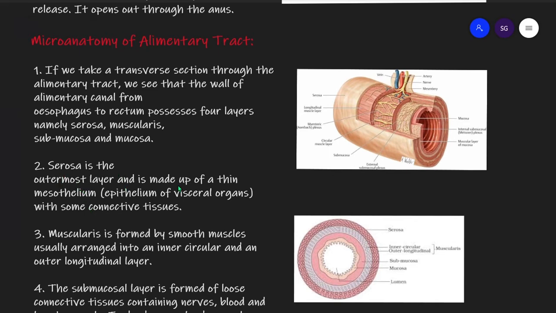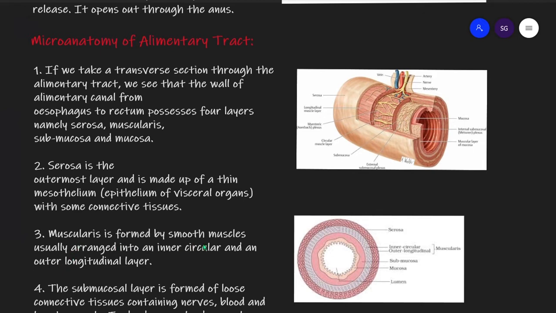Serosa is the outermost layer and is made up of thin mesothelium. I have told you serosa is the outermost layer. It is made up of mesothelium tissue. At the cellular level, there are mesothelial cells in this serosa layer, so this is made up of mesothelium tissue.